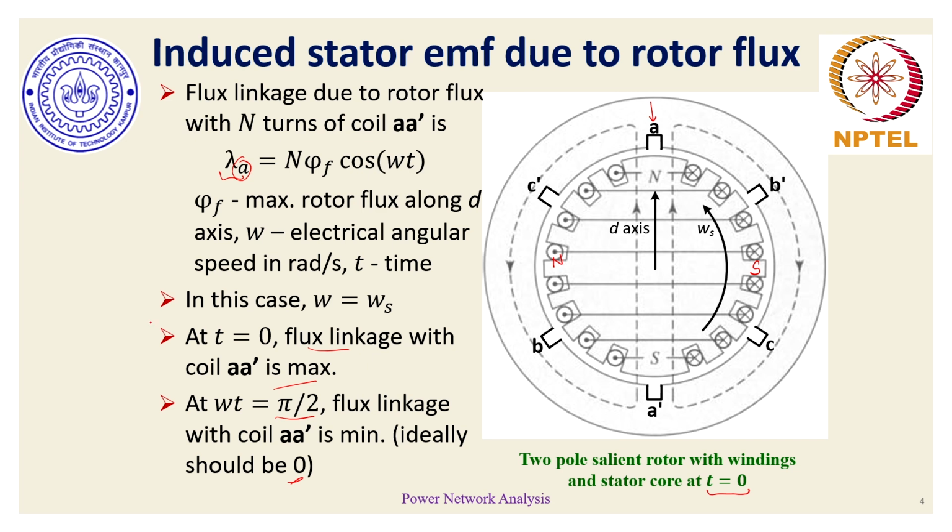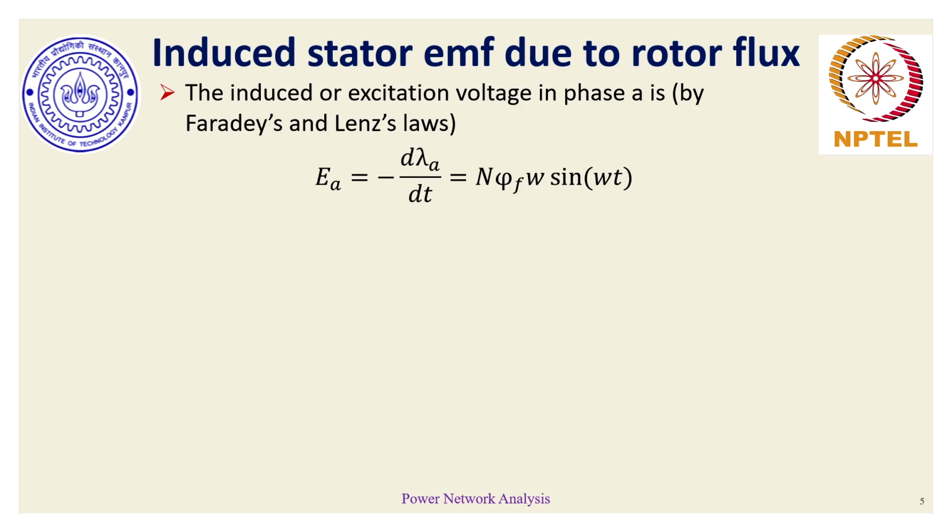If we were to associate these variations with the sinusoidal behavior of the magnetic flux, we can then represent the flux linkage as a cosine function of omega t. For this two-pole machine here, omega is the same as omega s, which is the synchronous speed determined by the turbine. A similar expression can also exist for the flux linkage of phase B or phase C.